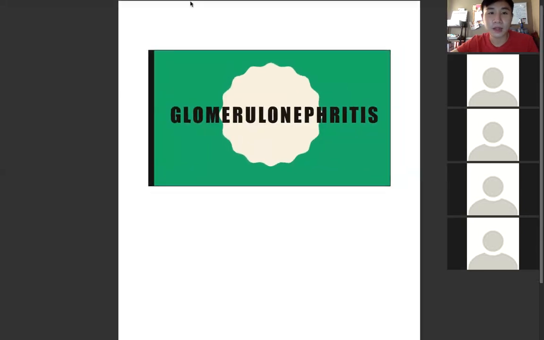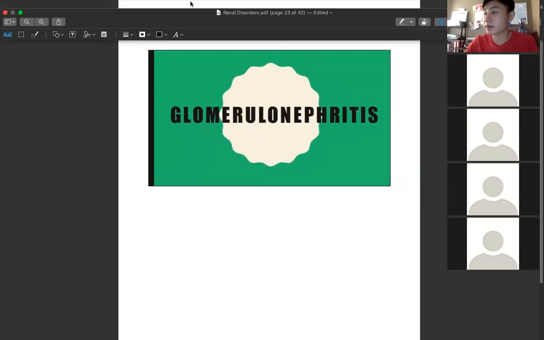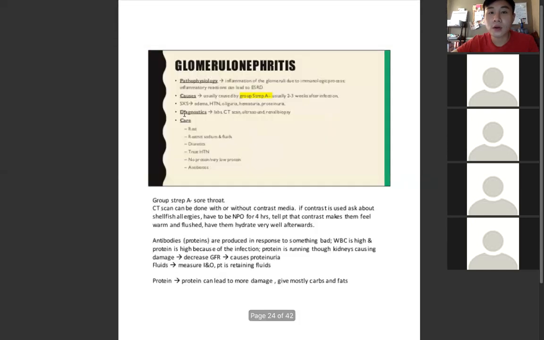All right, next we have glomerulonephritis. It's a long name, but basically it means an inflammation of the glomeruli due to an immunologic process, an inflammatory reaction that can lead to end-stage renal disease. So glomerulonephritis is an immunologic, inflammatory process that targets our glomeruli, causes inflammation in there, and causes issues with the glomeruli.